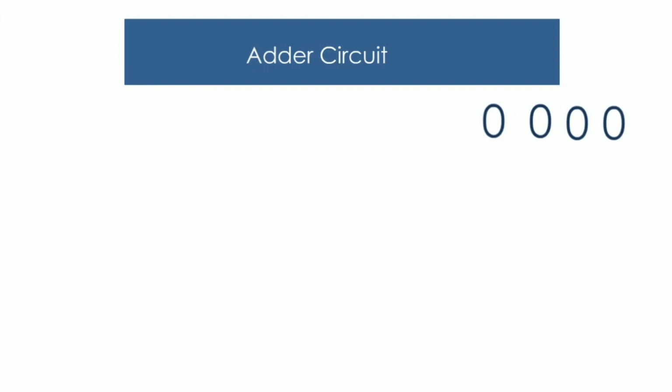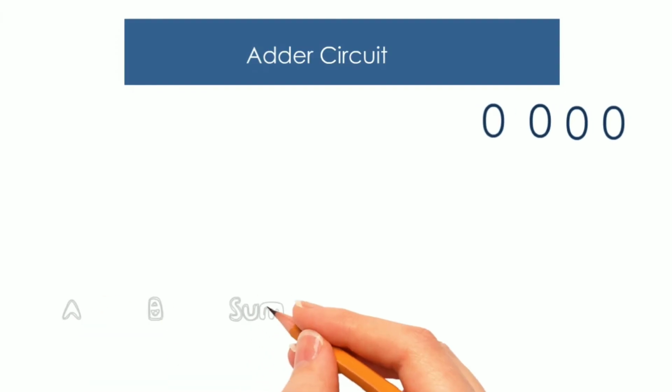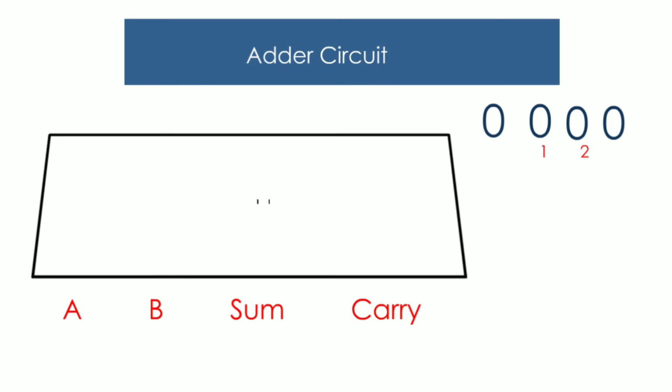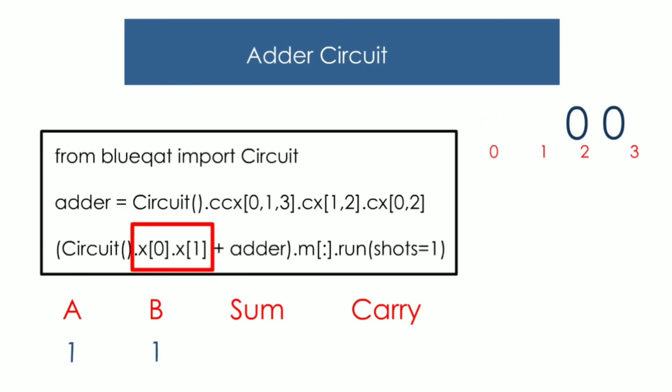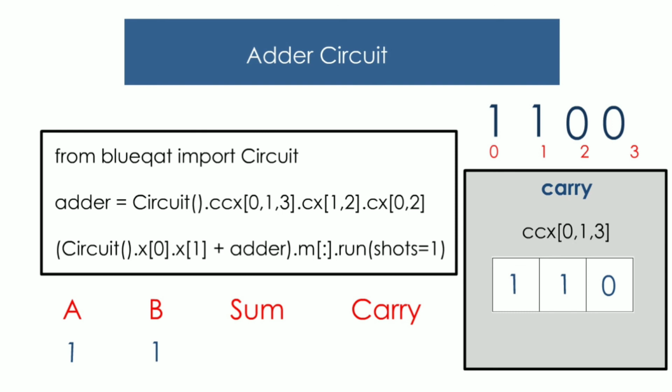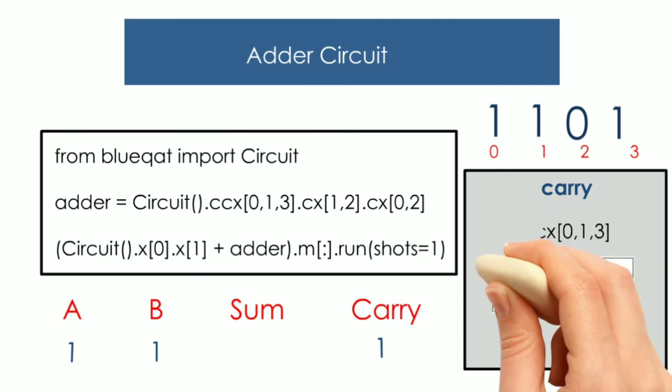Let us see how we got that output. Here, the inputs were 1 and 1. In order to get that, we applied the X gate at the first and second qubits, which will make them 1 and 1. Let us take a look at the carry circuit. Here, we take 3 qubits, that is 1, 1, 0. In this case, since both the control qubits are 1, the target will flip from 0 to 1. Therefore, the carry circuit output will be 1.